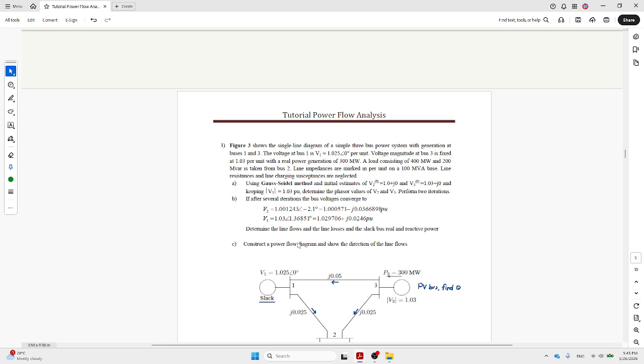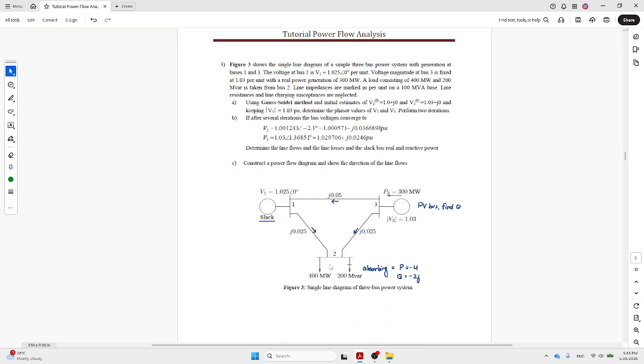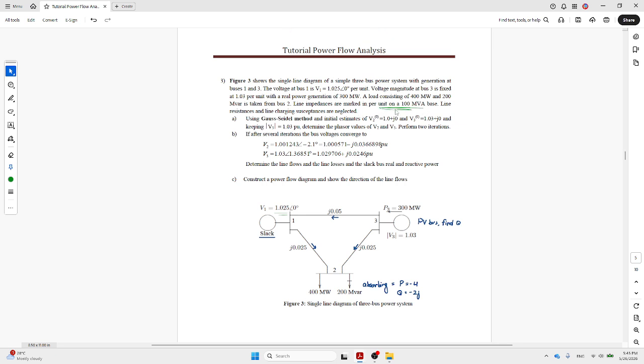Okay, next one, which is the power system. As you can see, there are three buses. Bus 1 is a slack bus, bus 2 is a PQ bus, and bus 3 is a PV bus. For bus 1, the voltage is given as 1.025 with the angle of 0. For bus 2, we can see P plus jQ, which are load. Don't forget, as you can see here, minus 4 minus 2j, since the per unit value, the S base is given as 100.